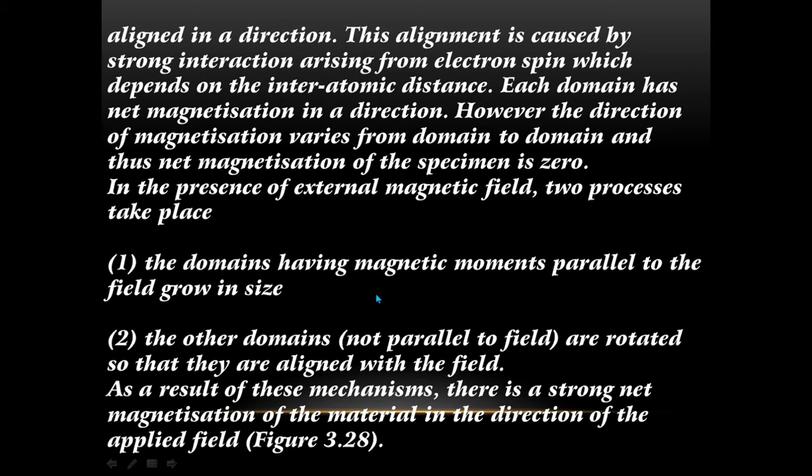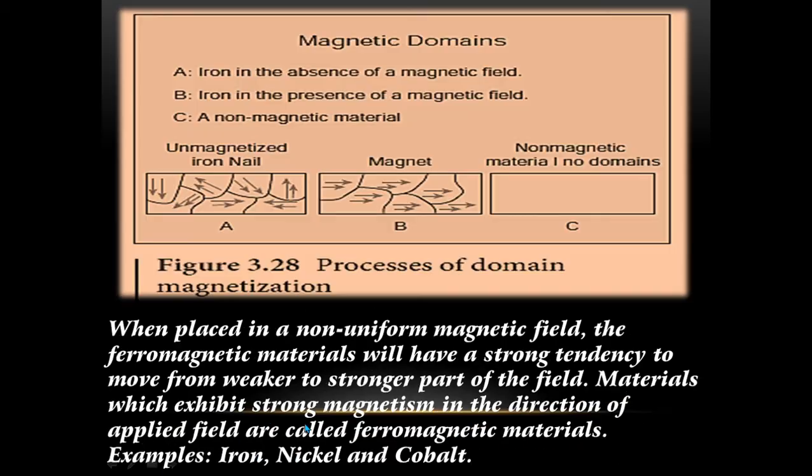So, two important points. The first important point is that the domains having magnetic moments parallel to the field grow in size. Second important point, the other domains not parallel to the field are rotated so that they are aligned with the field. As a result of these mechanisms, there is a strong net magnetization of the material in the direction of the applied field.